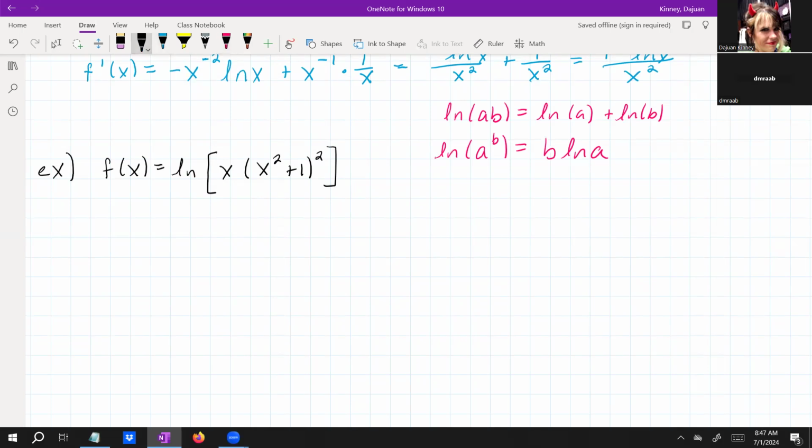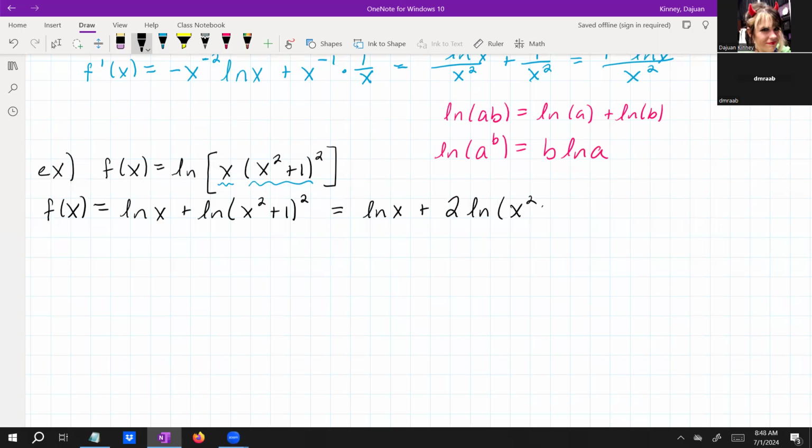So first thing I'm going to do is not take a derivative, I'm going to simplify this madness. All right, so we have two things we're multiplying. I get natural log of x plus natural log of x squared plus 1 quantity squared. Can simplify one more time. We'll go sideways. Natural log of x plus 2 natural log of x squared plus 1.